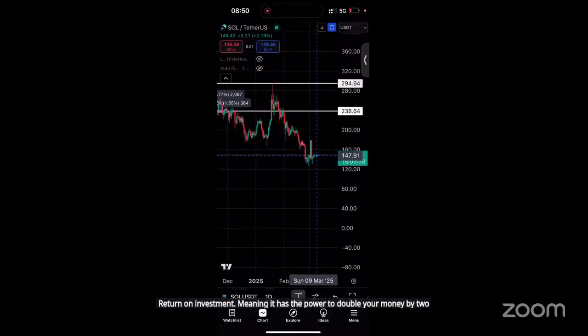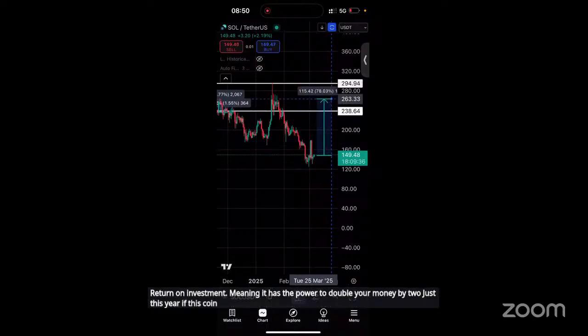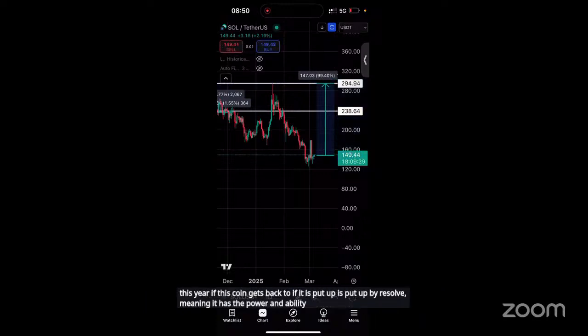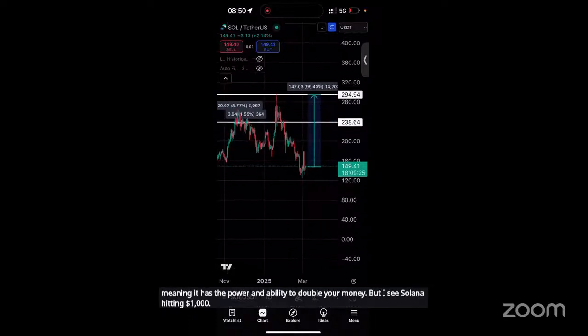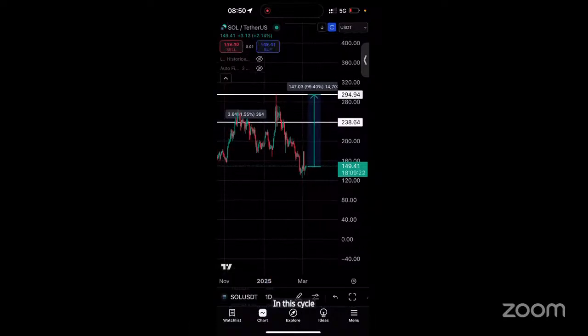Just this year, if this coin gets put up by the reserve, it has the power and ability to double your money. But I see Solana hitting $1,000 in this cycle because of high usage.